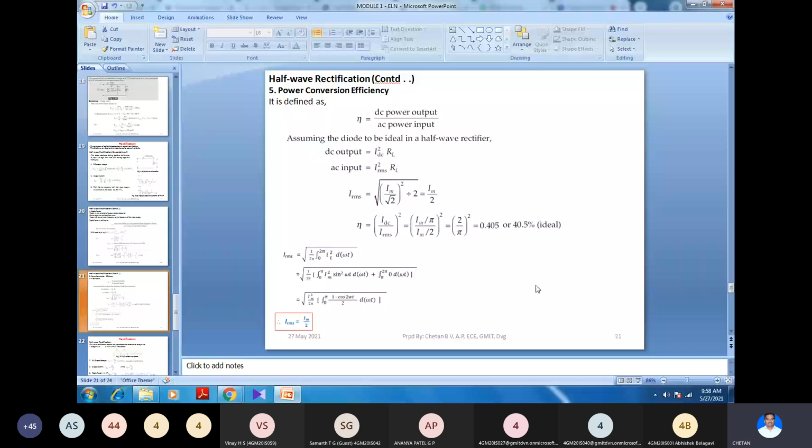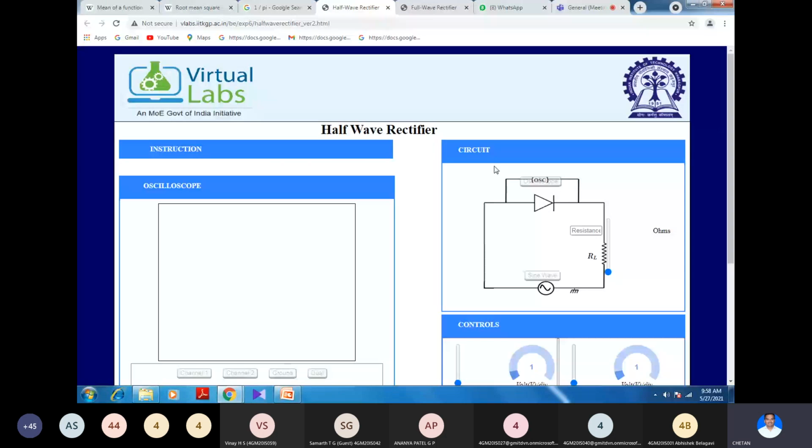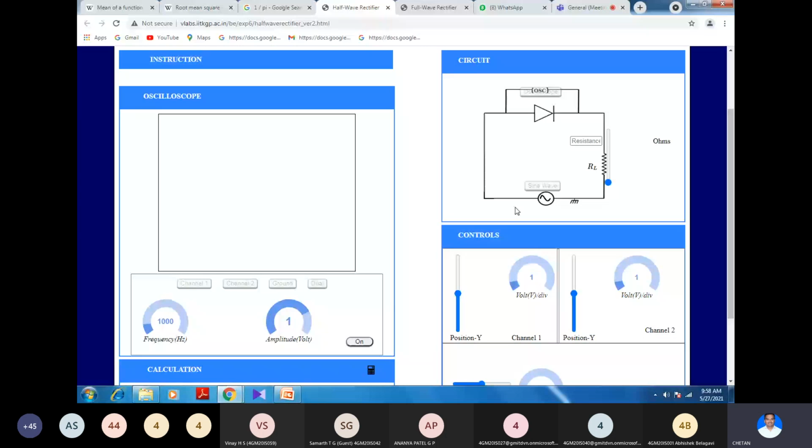So here, let us see how this half wave rectification works out in a practical way. I have taken you to the virtual lab platform. Here, this is called an oscilloscope. An oscilloscope is a measuring instrument where you can measure voltages and see the waveform traces. So this is your rectifier. We have applied a sine wave as input to this, and this is the load RL.